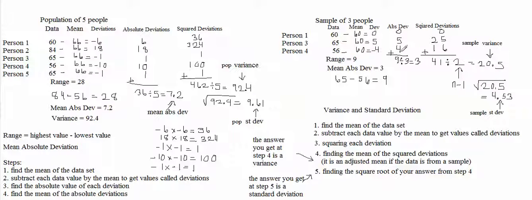Remember that when you calculate the mean absolute deviation of a sample, there's no adjustment. The adjustment is only done when you're averaging the squared deviations to get the sample variance and then the sample standard deviation. So I'll label this as the mean absolute deviation. I'll abbreviate like this.